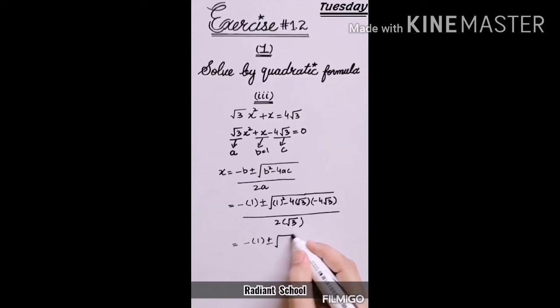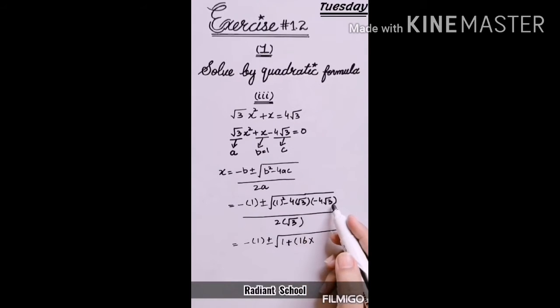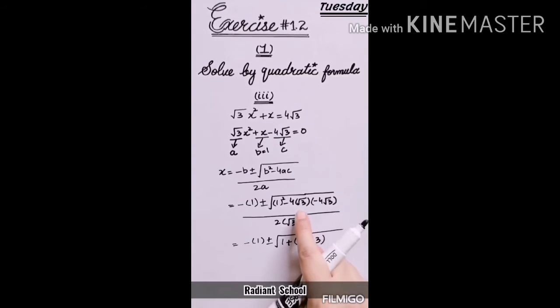We will simplify inside the square root. 1 square is 1, minus multiplied by minus will be plus, 4 multiplied by 4 will be 16, multiplied by under root 3 multiplied by under root 3 will be 3. Students, directly you can solve 4 under root 3 multiplied by 4 under root 3 from the calculator as well, or you can solve in this way as well.